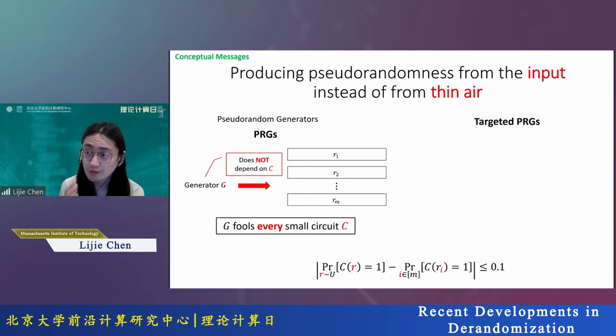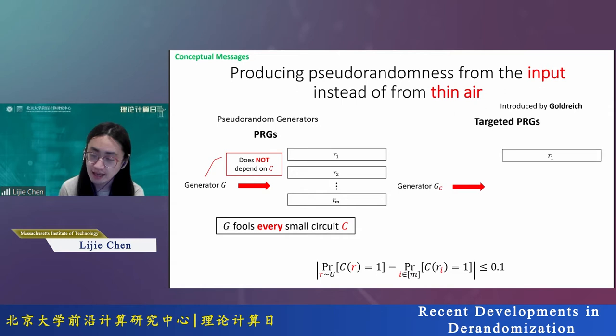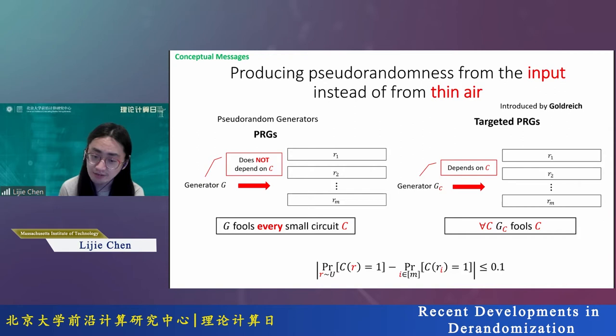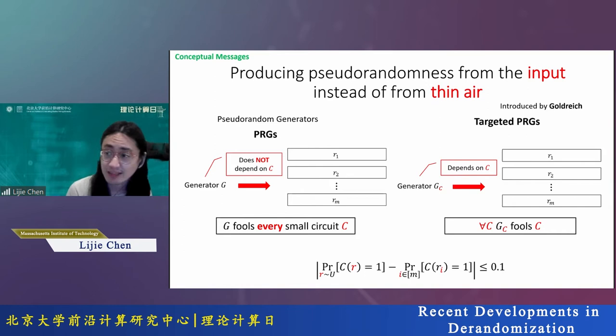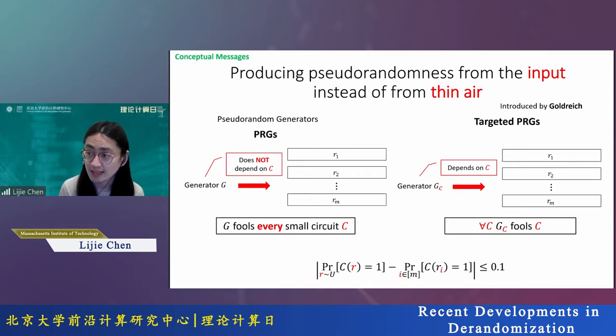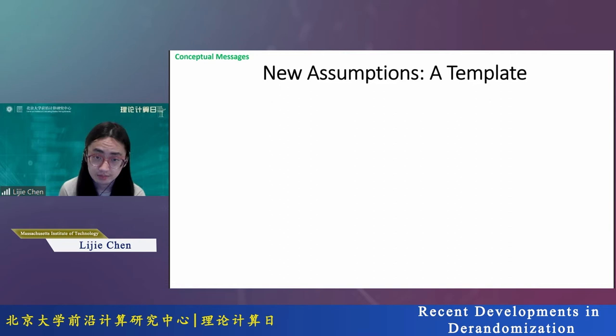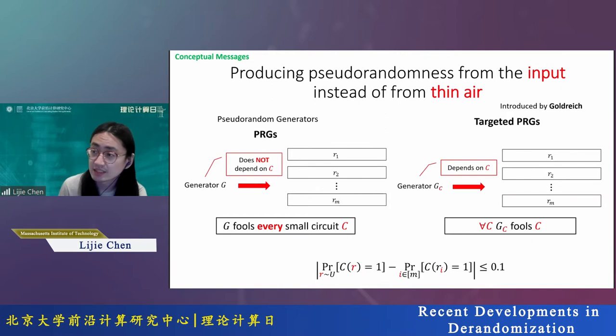We try to work with a different concept called targeted PRG, which was introduced by Goldreich a decade ago. Now the generator actually depends on the input circuit C it wants to fool. The only requirement is that for every C, G looks at C first and then produces some pseudorandom input that fools C. It's called targeted because now you see the input circuit and only want to fool your target. At first glance, targeted PRG makes sense because not knowing the circuit you want to fool seems a disadvantage, and clearly seeing the circuit might help. Essentially, the whole framework is trying to materialize this intuition that knowing the circuit should help.